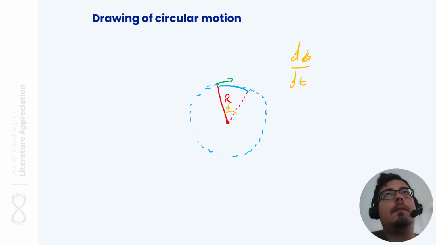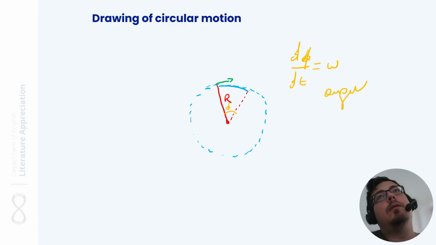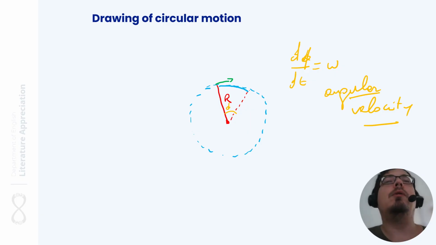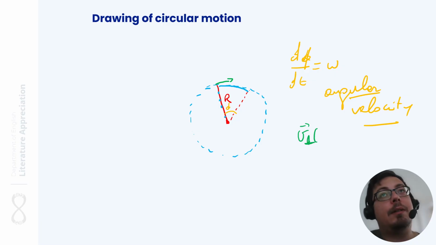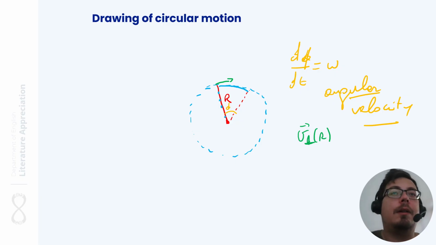Phi dot, this is called angular velocity. Angular velocity, okay? It's the rate at which the radius is moving. Of course, the angular velocity will be the same for all of these points here, because they are all lying on the radius. But what is changing differently is the tangential velocity, the velocity orthogonal to the radius. That one is different for each point, it depends on the radius, small r.